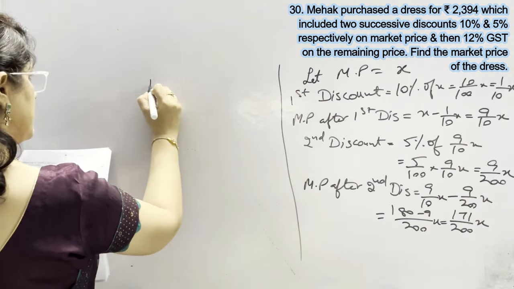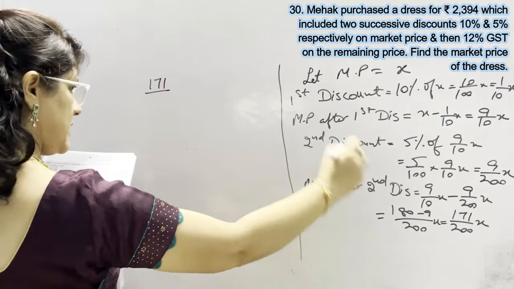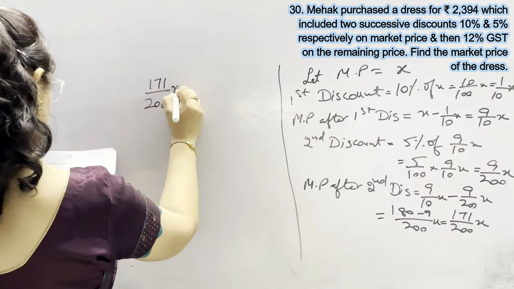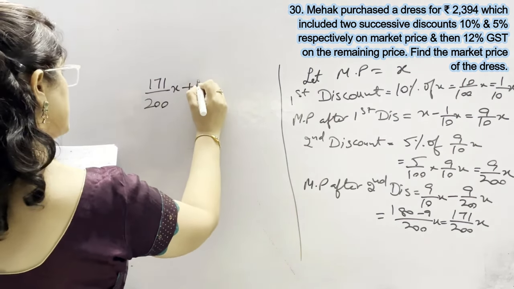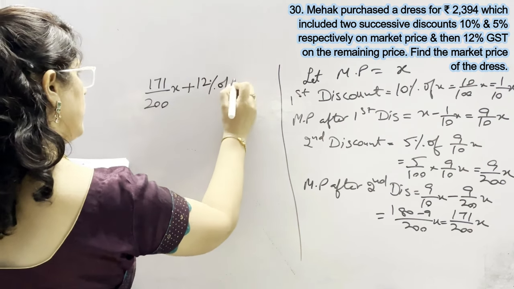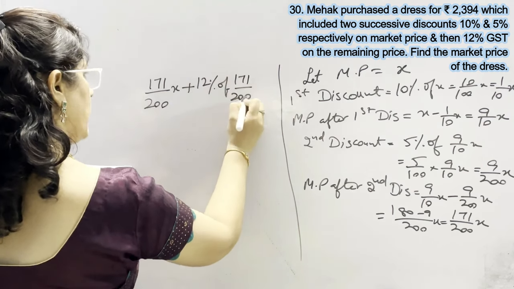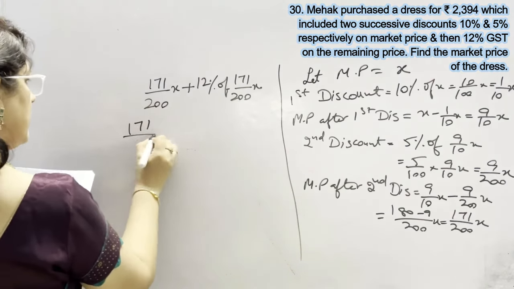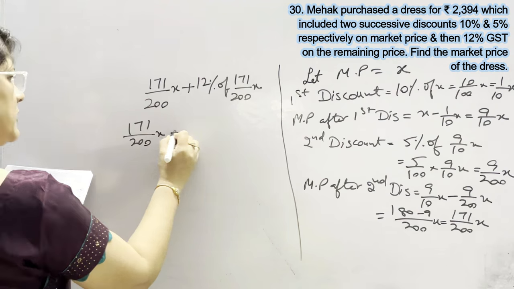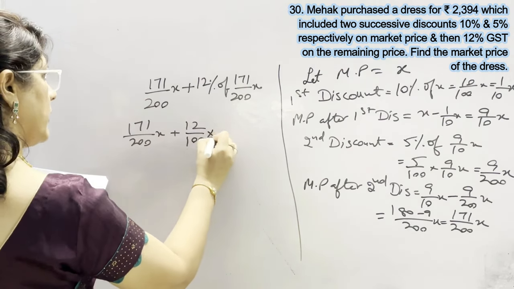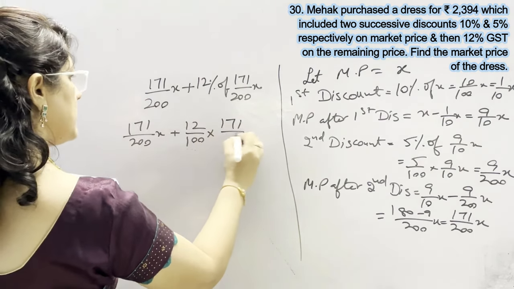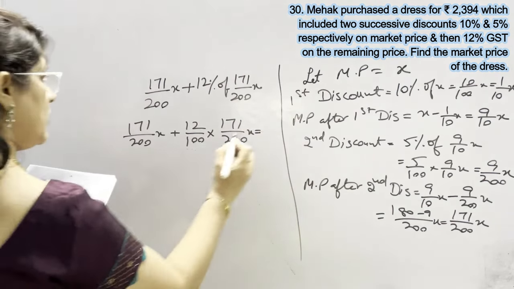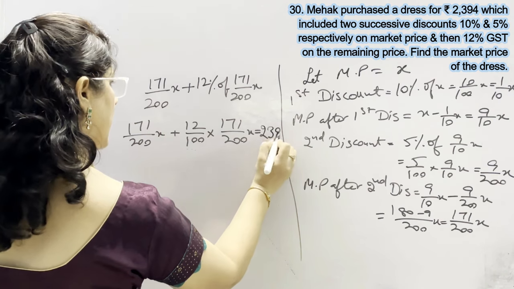Now this is the mark price after two successive discounts. This is the mark price 171 upon 200x plus GST is 12% of 171 upon 200x. So 171 upon 200x plus 12 upon 100 into 171 upon 200x, and its value is given as 2394.